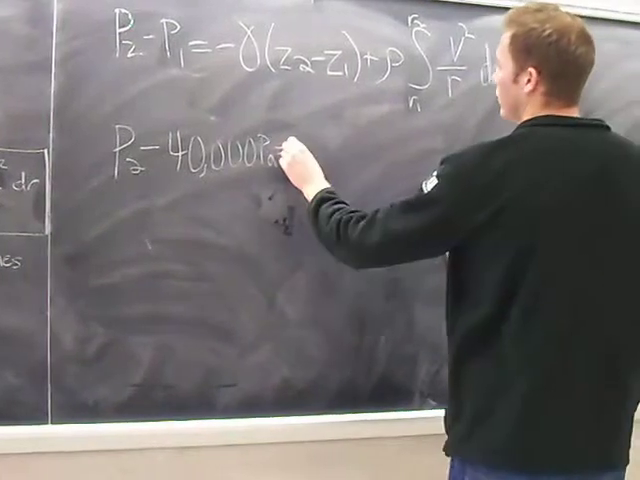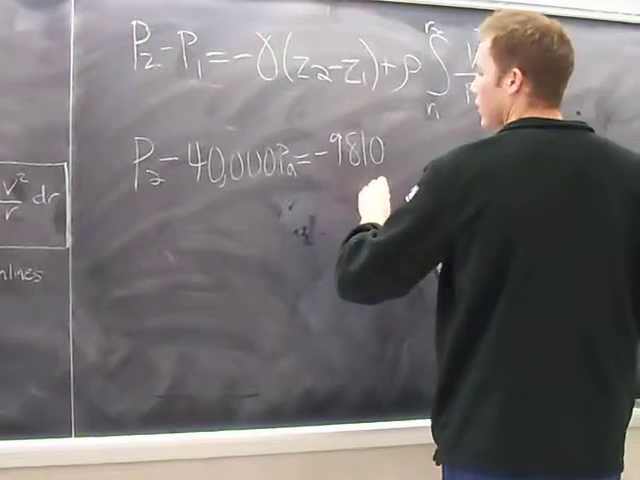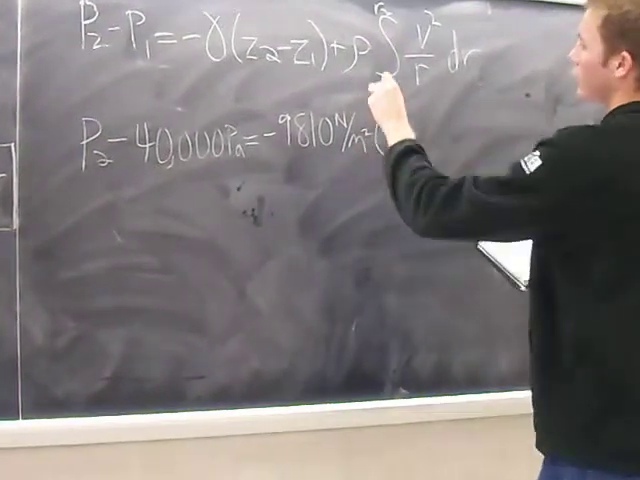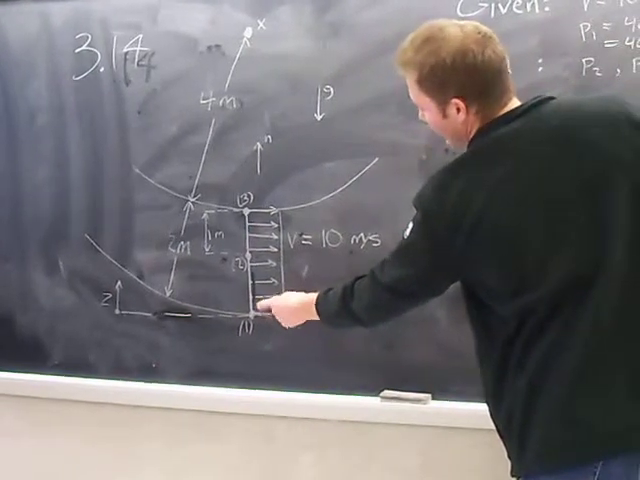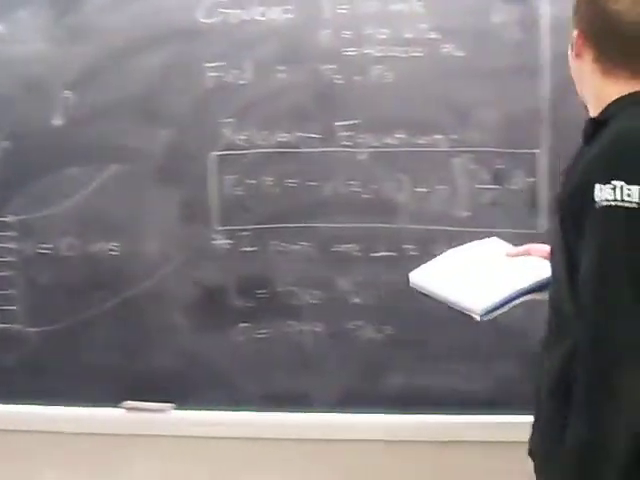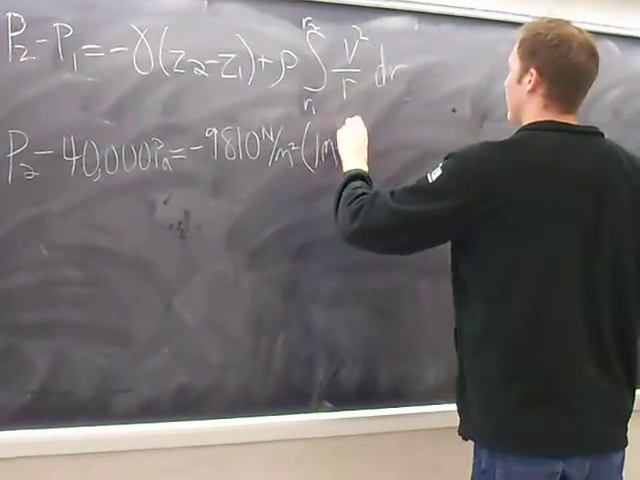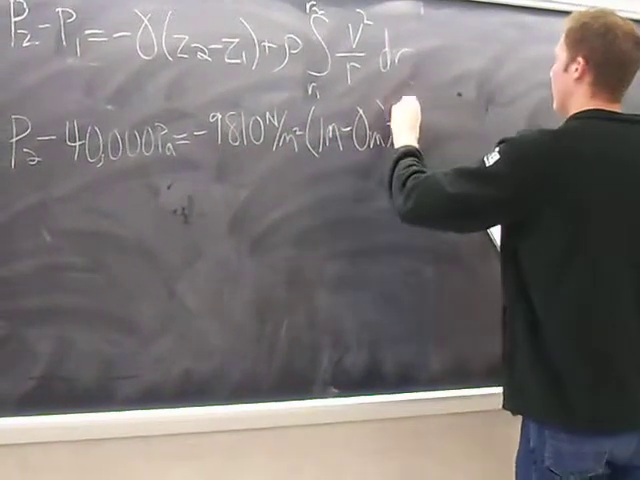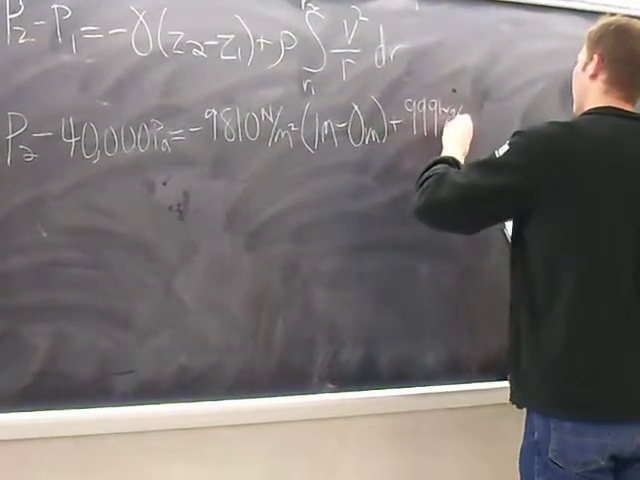That's equal to negative gamma, which is 9810 newtons per meter cubed. And then we have Z2 minus Z1. Over here, we defined our datum at point 1. So Z at point 1 will be equal to 0, and Z at point 2 will be equal to 1 meter. So we have 1 meter minus 0 meters. And we have plus the density of water, which is 999 kilograms per meter cubed.